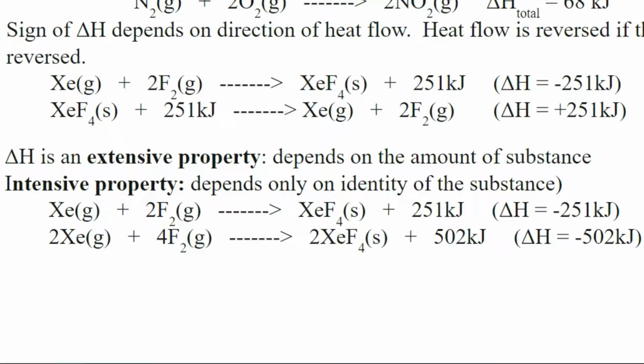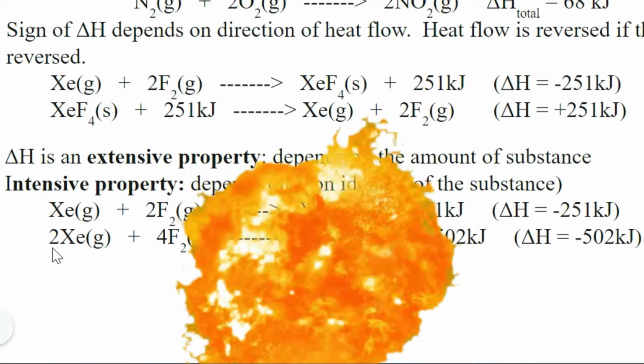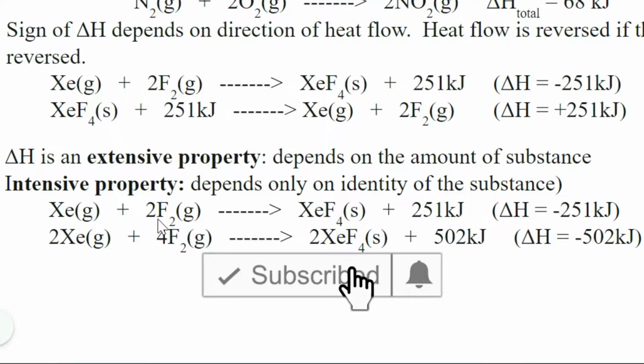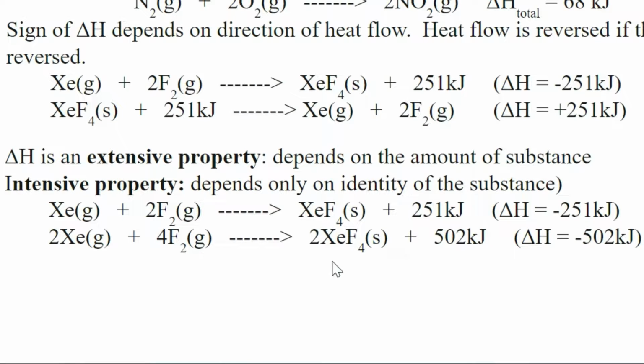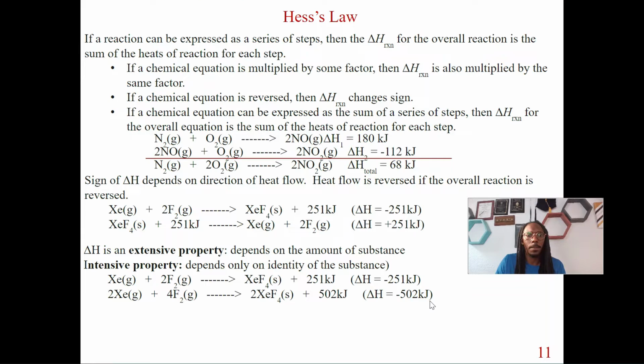Now, if you multiply the chemical equation by some factor, the enthalpy is multiplied by the same factor. So if I multiply this equation by 2, now I'm going to have 2Xe plus 4F2 gives 2XeF4, and my enthalpy will be multiplied by 2. So instead of being negative 251 kilojoules, it's now negative 502 kilojoules. This is the first idea I want you to pay attention to.